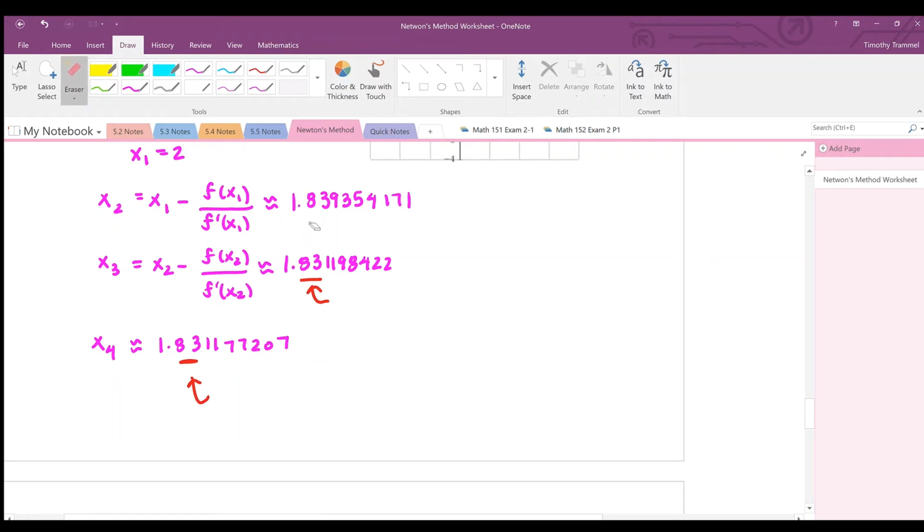If we were to ignore the x2 here and just look at x3 and x4, they actually have up to 4 digits that are the same. What this tells us is that we have 4 digits of accuracy. We're accurate up to that 4th decimal place. And if I were to find x5, we'll see this on the calculator in a minute, it will have 1.8311, and it might even have a few more numbers that are the same after that.